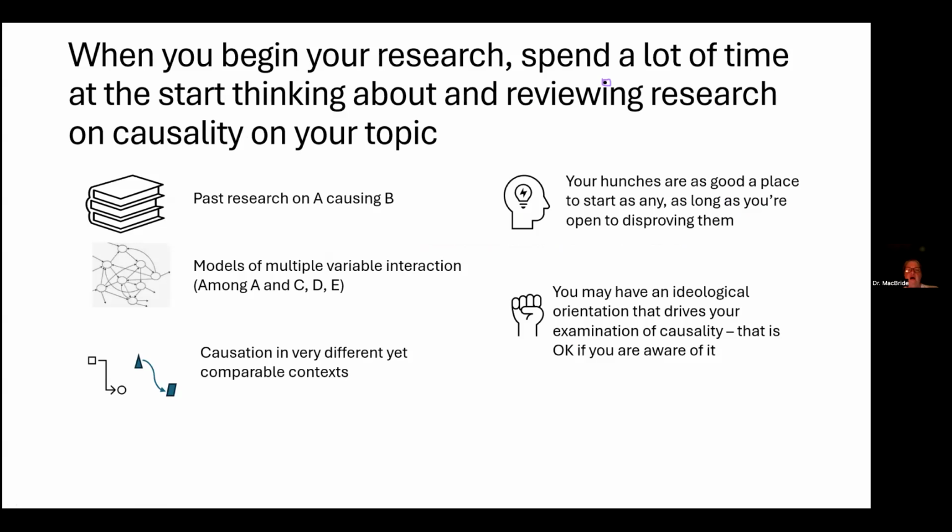So when you're thinking about your research question, spend a lot of time thinking about causality. And you obviously want to look at past research, right? That is part of the literature review part of doing research. You also want to look at, it's rare that you have a simple A causes B situation. You're more likely to have multiple variables, and the way that they interact is going to be portrayed in statistical models or other kinds of models that may have been done in prior research.